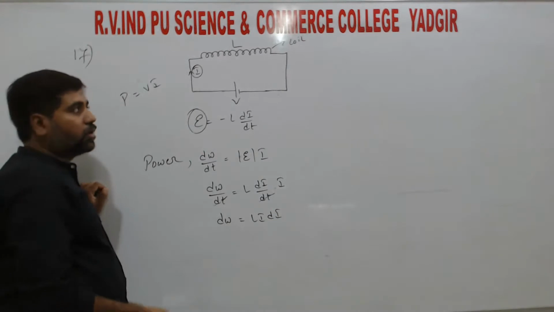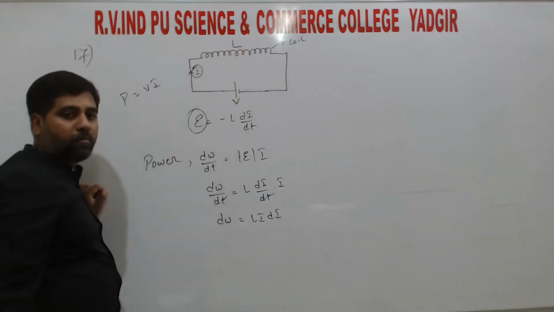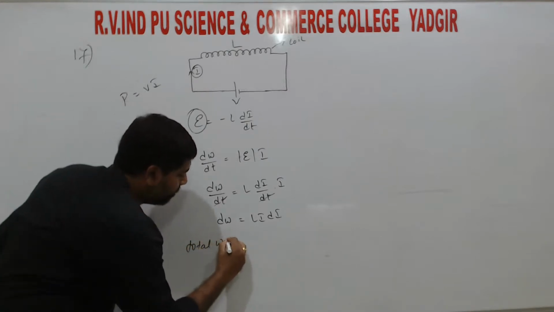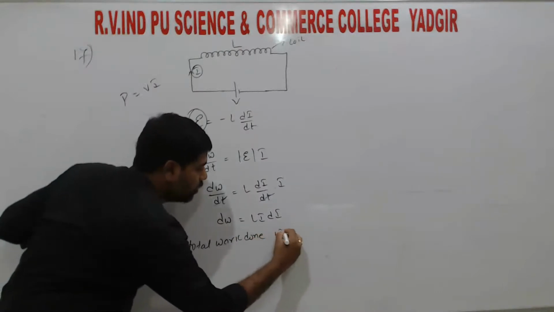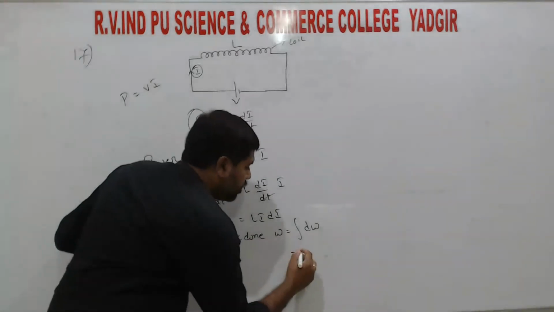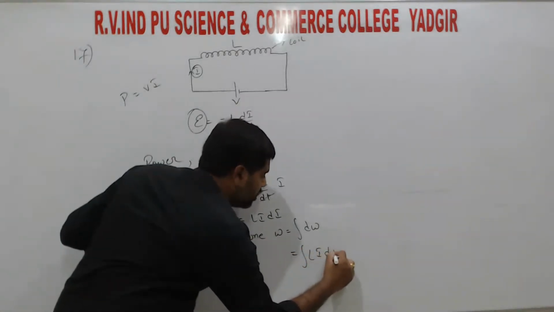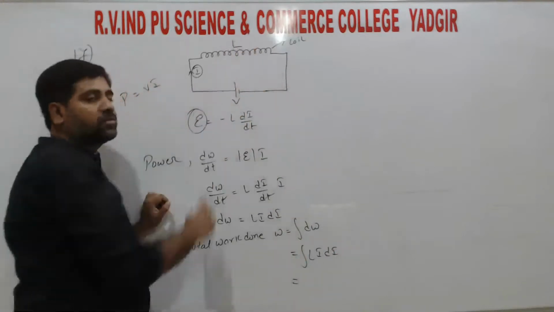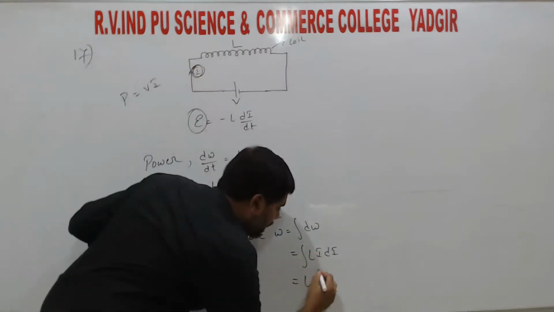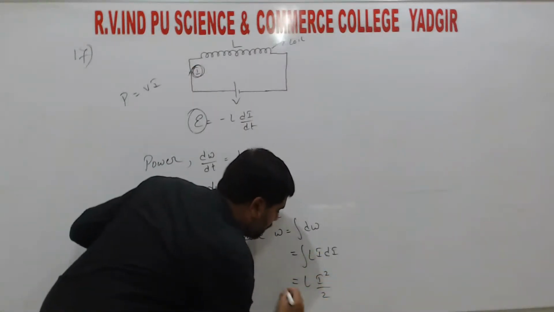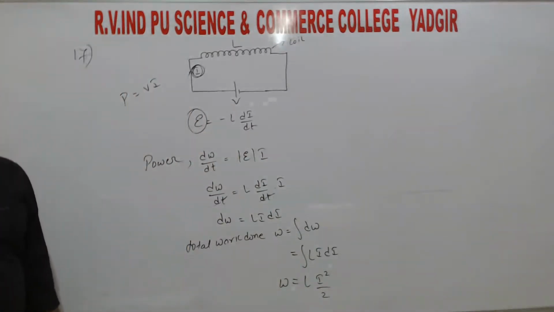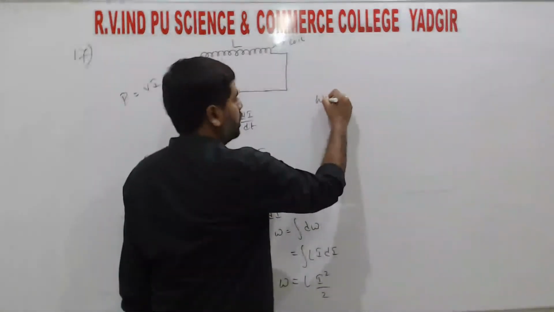So we need to find the total work done to maintain the current in the circuit, right? So total work done W is equals to integration of dW, and we know dW is L into I di. The inductance is constant, only the current varies, right? So hence L into integration of I, that is I square by 2. This work done is stored as magnetic potential energy, right?